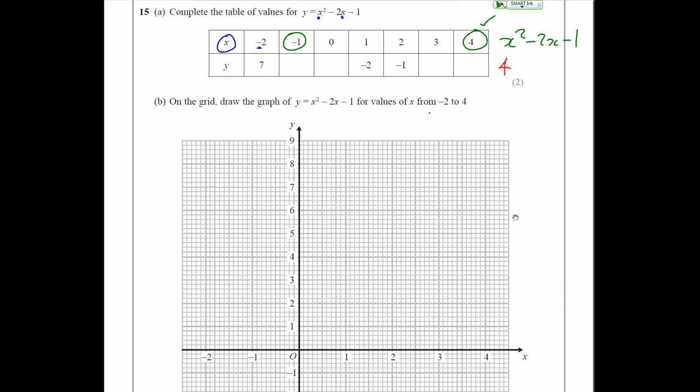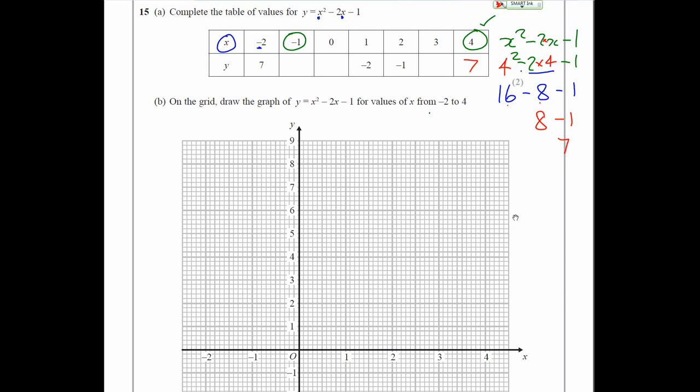4 squared minus 2, okay, when it says 2x, that's 2 times x. There's a little multiply there that we do not write. Okay, so 2 times 4, and then at the end, minus 1. Okay, 4 squared is 16. 2 times 4 is 8, and it's a take away, and then a minus 1 at the end. When I'm saying minus and take away, they mean the same thing. Okay, so 16 take away 8 is 8. Take away another 1, leaves you with 7. So your answer for 4 is y equals 7.